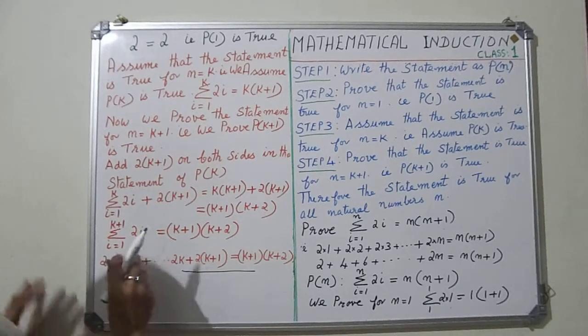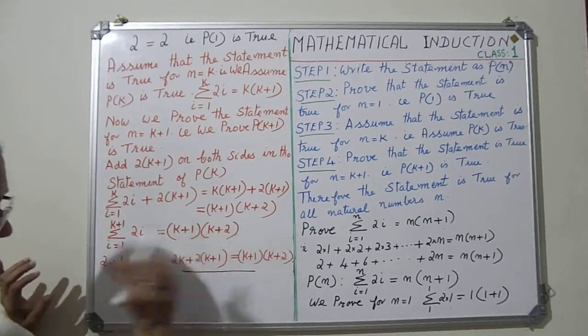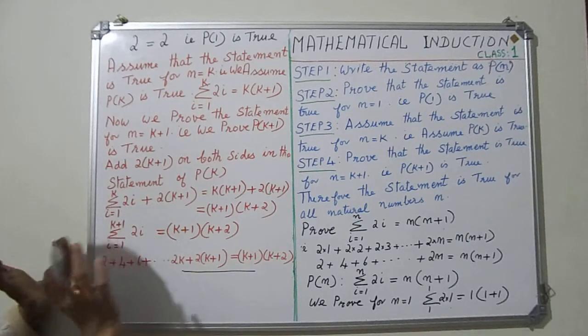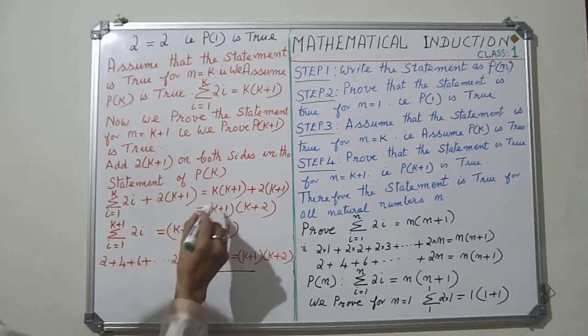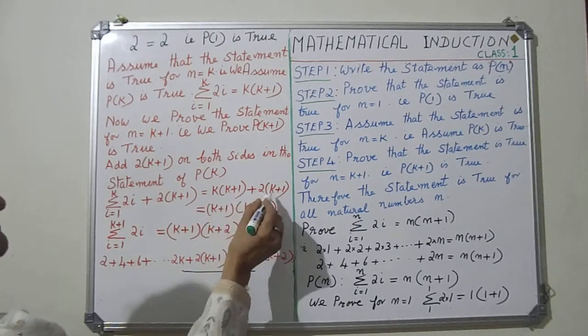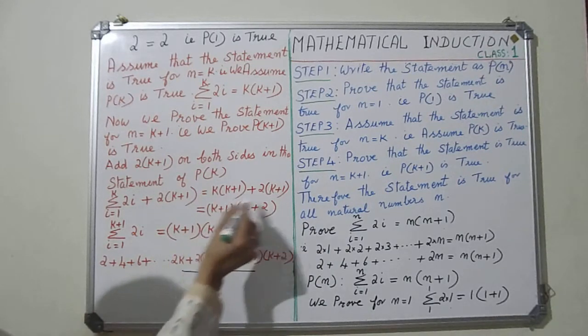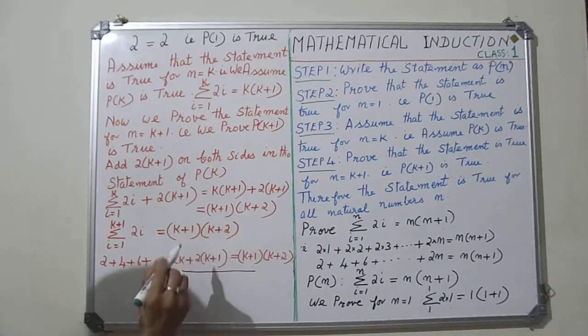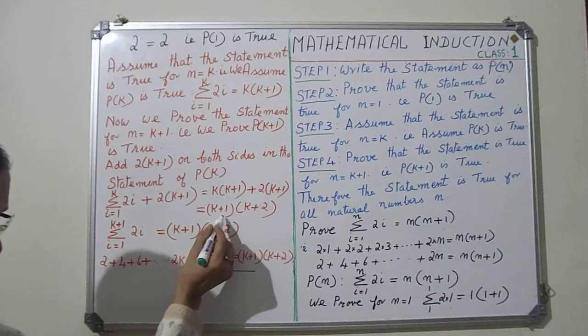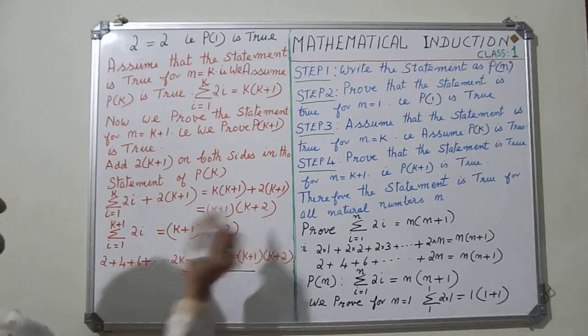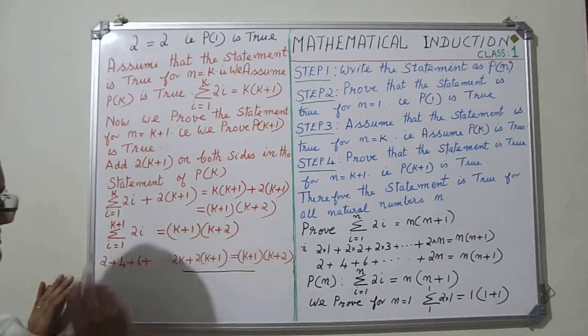Okay. Now I am simplifying the right hand side. The left hand side is kept as it is. Now what about the right hand side? k times k plus 1 plus 2 times k plus 1. Which is the common factor? k plus 1. I am taking k plus 1 outside. k plus 1 times k plus 2. This is the right hand side.